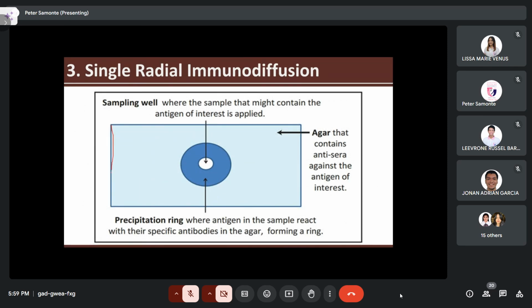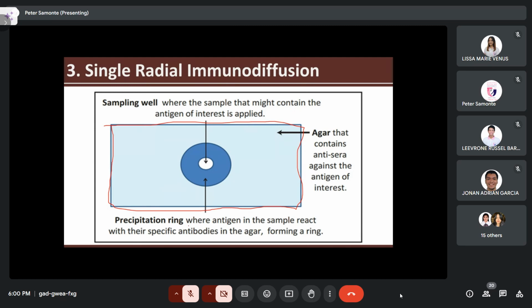So here you would have your media or your agar. Now your agar, class, would contain antibodies. In this case, antisera, which would have a target against your antigen of interest. Now, you would create your well or your sampling well. Yung well na yan, bubutasin nyo siya, class, make sure na circular siya. Then that is where you would add the sample that would contain the antigen of interest.